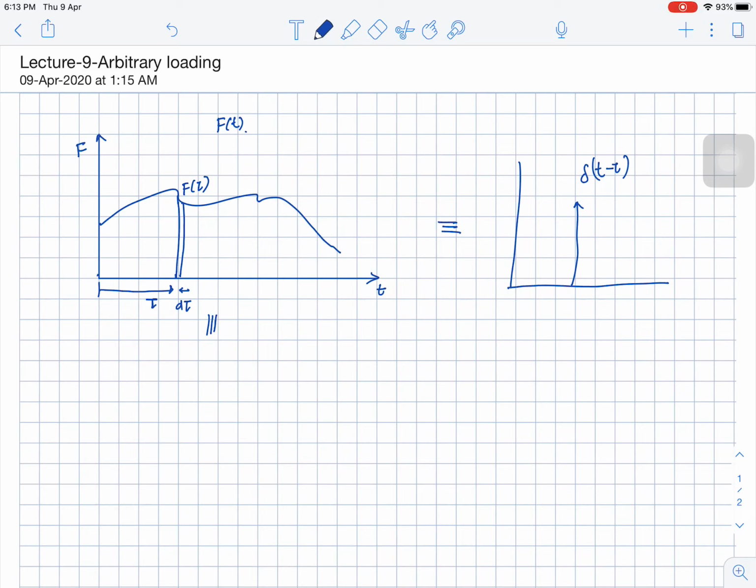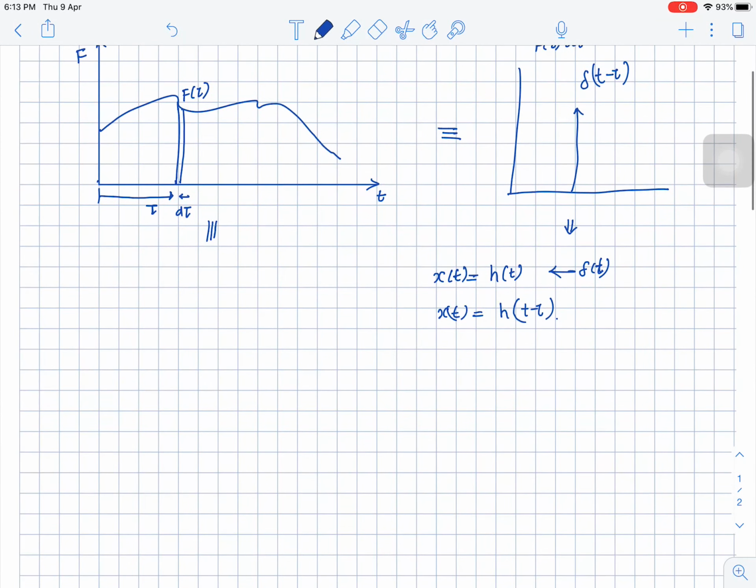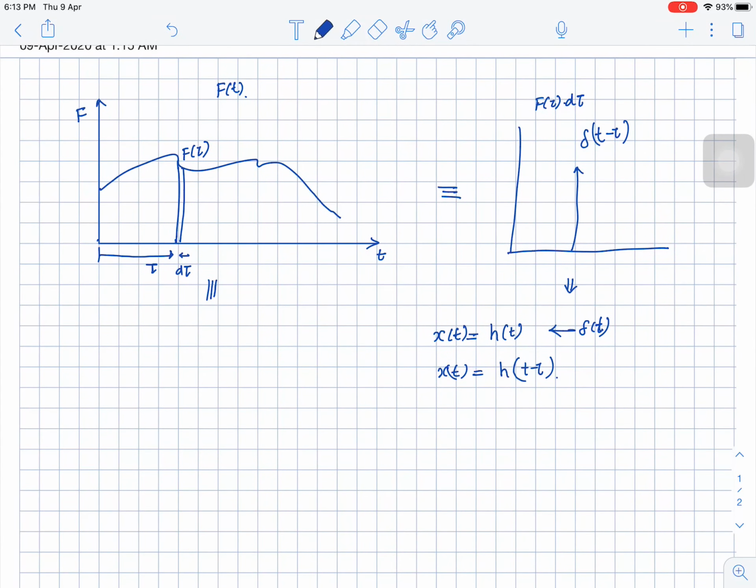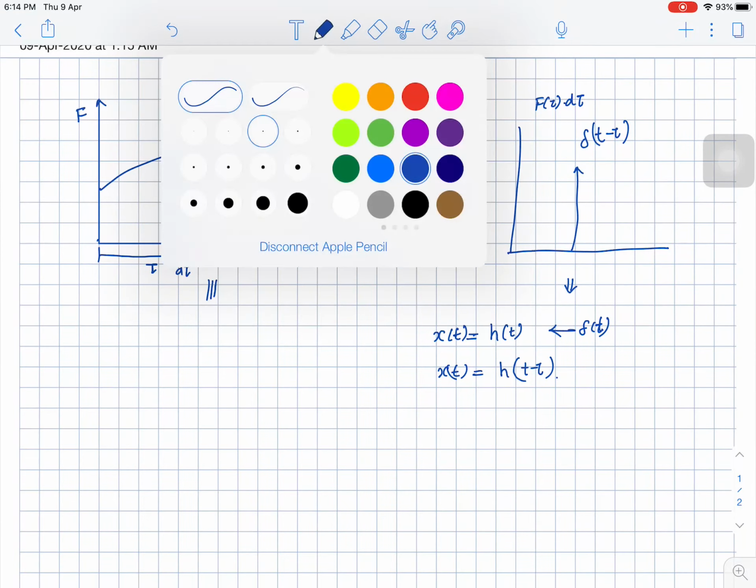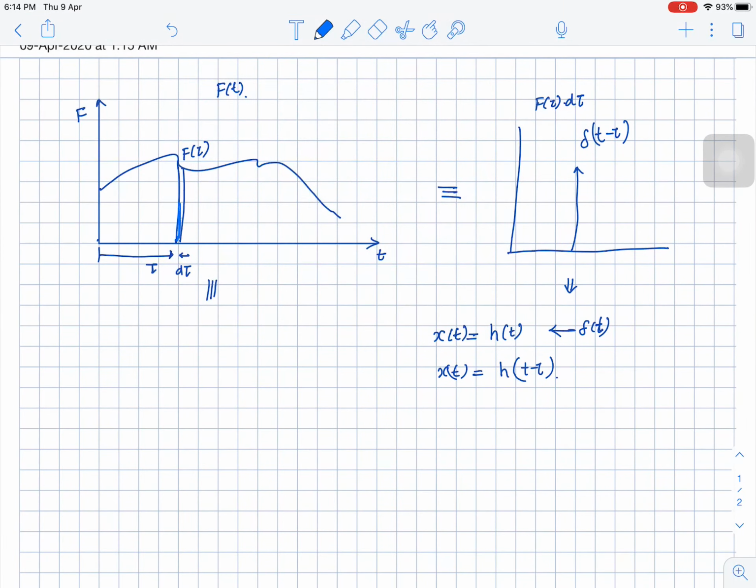So we will multiply f of tau into d tau. For the response of this delta function, we already know it is h of t. For delta of t, it is h of t. For delta of t minus tau, it becomes h of t minus tau. So this is at the single point, at this single strip.